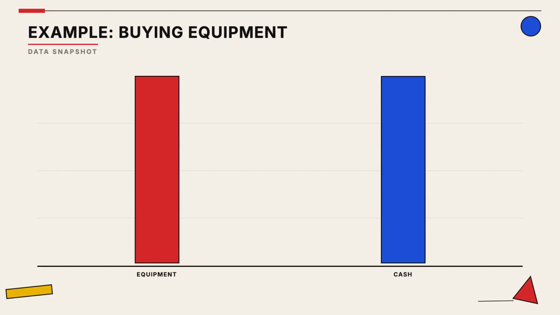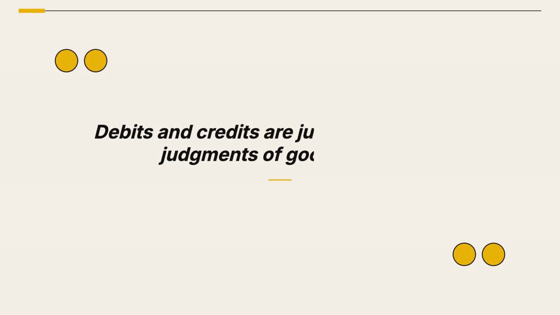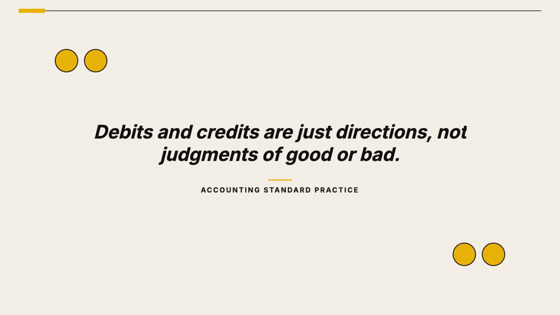If you buy equipment for cash, your equipment account gains value on the left, while your cash account loses value on the right. Remember that a debit is not inherently bad and a credit is not inherently good. They are just tools for tracking movement.